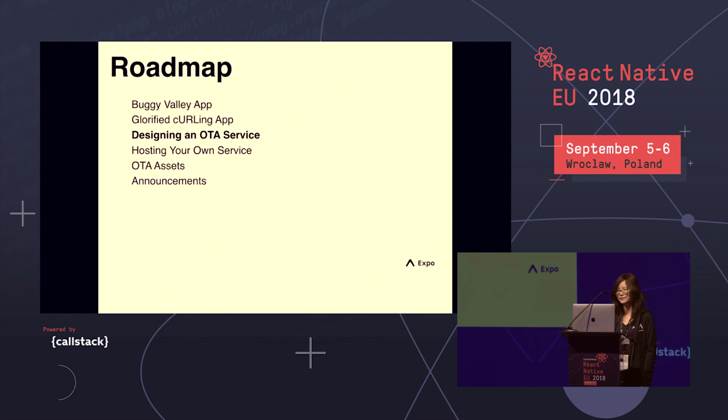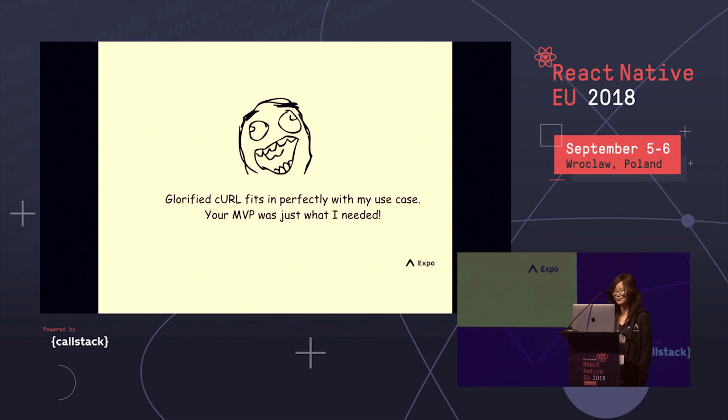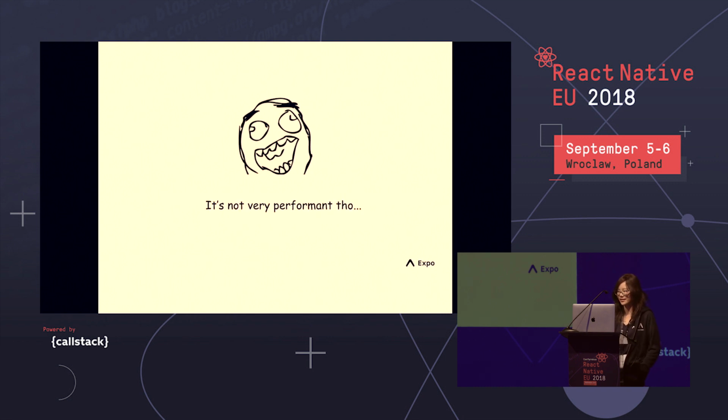All right, so now that we've talked about a glorified curling app and how to make that from first principles, let's talk about designing a more functional over-the-air service. So I took my glorified curling app and I showed it to my friend Bob. And I said, "Hey Bob, what do you think about my glorified curling app?" And he said, "Well, glorified curl fits in perfectly with my use case. Your MVP was just what I needed. But it's not very performant though."